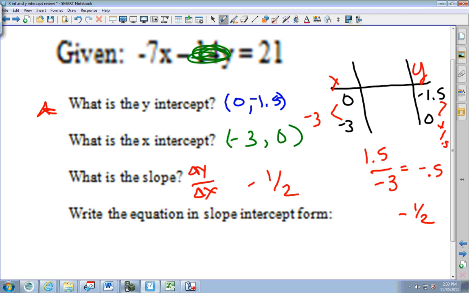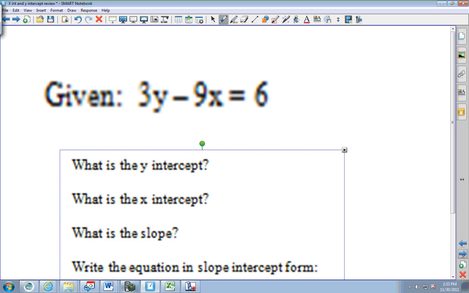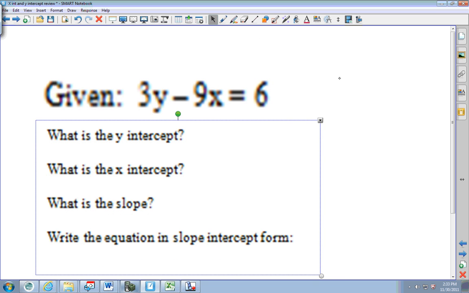So I need my y-intercept and I need my slope. Y equals negative 1/2 x minus 1.5. Not the friendliest of equations, but it still works. Let's see here. Oh, this is the last one that I have. Let's see if I can move this up a little bit.